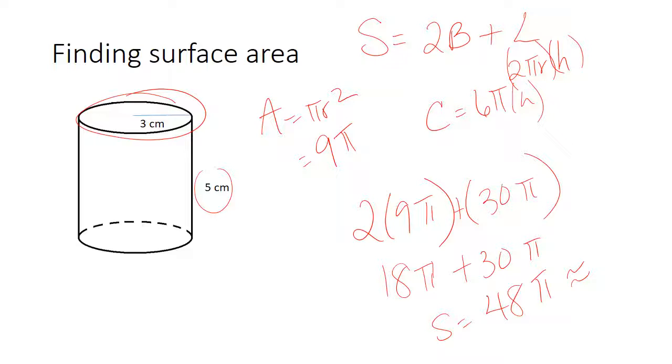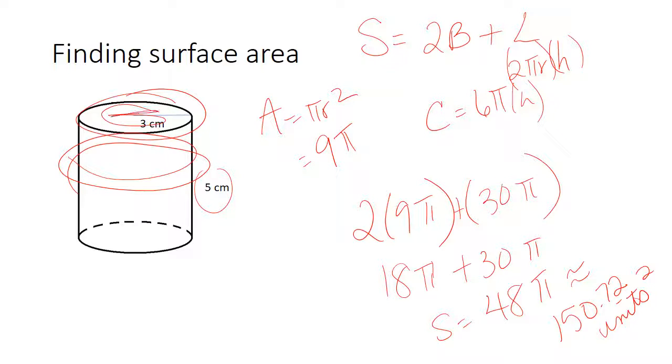You can leave it as 48 pi, or you can multiply it out. 48 times 3.14, because that's what pi stands for, is 150.72, and this is surface area, so this would be units squared, because area is always going to be square. And that tells us how much surface area is all the way around the cylinder, as well as on top and on bottom.